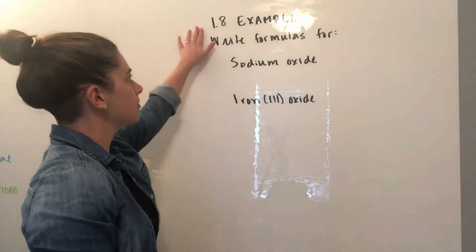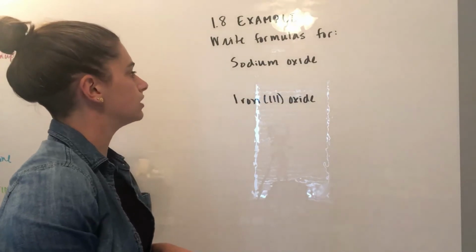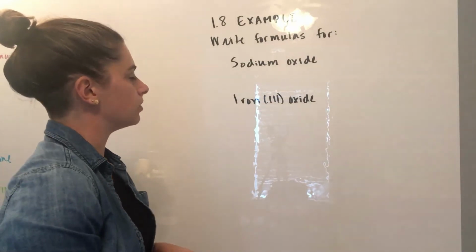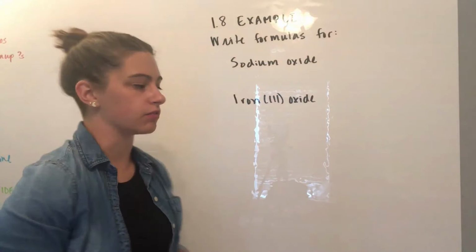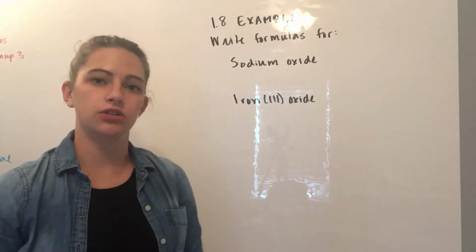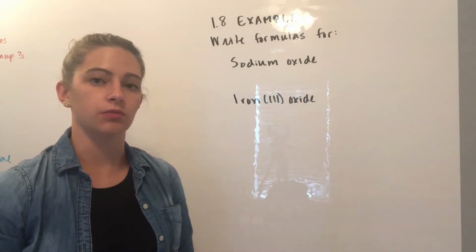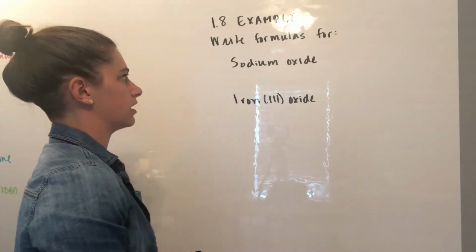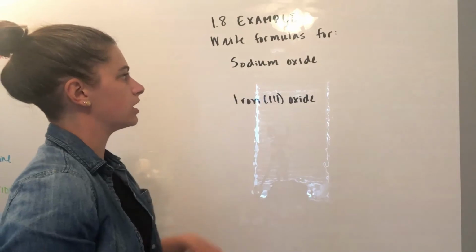Okay, so we're going to look at a couple examples that pertain to topic 1.8. This is dealing with valence electrons and ionic formulas. We're going to go through two quick examples to remind you of how ionic formulas are written based on their charges. Our first example is sodium oxide.